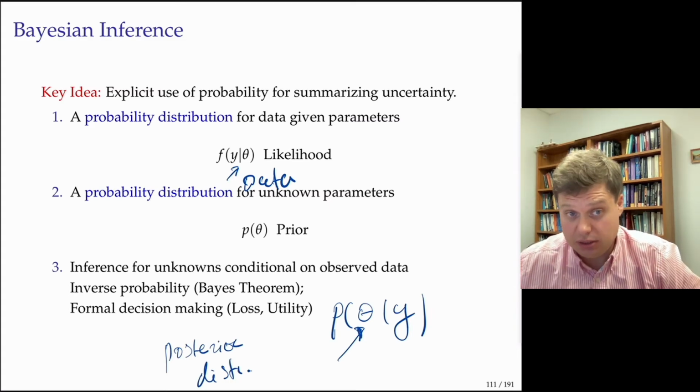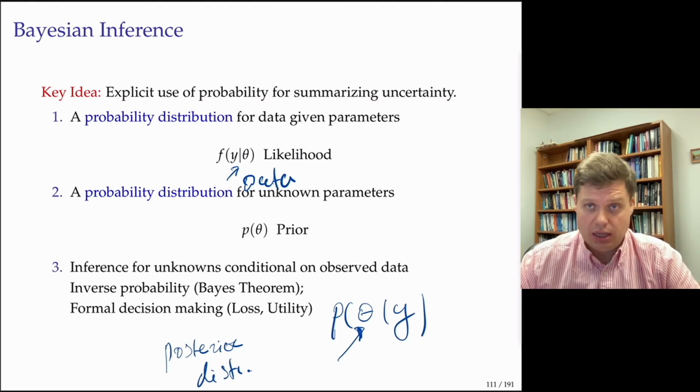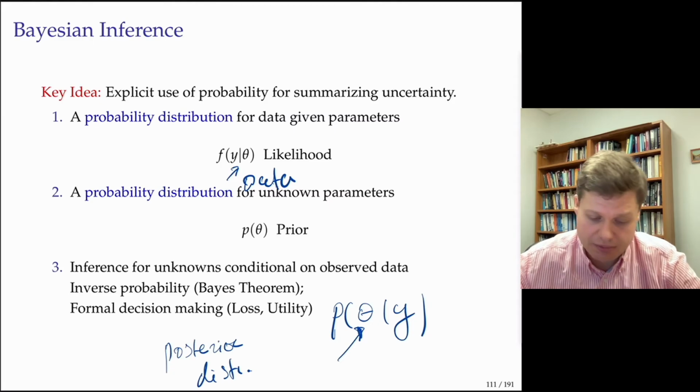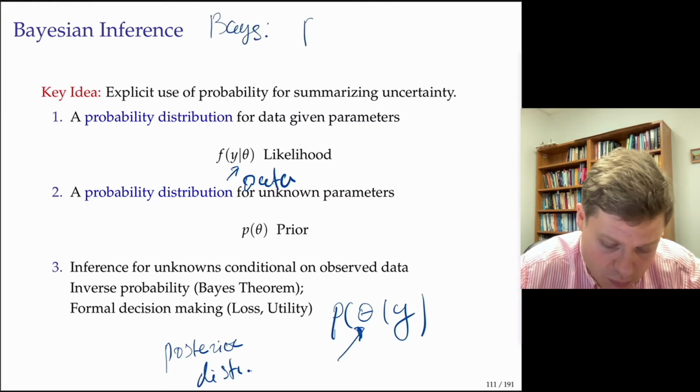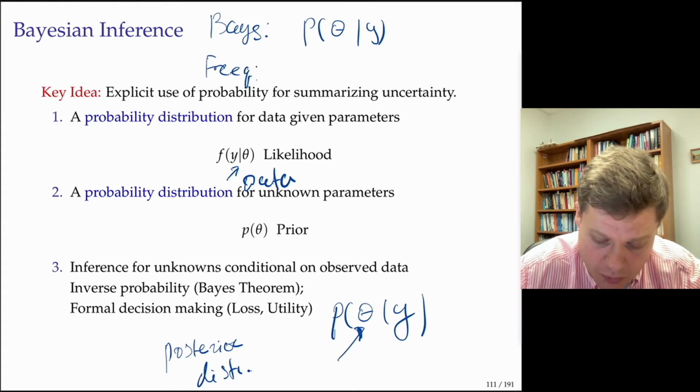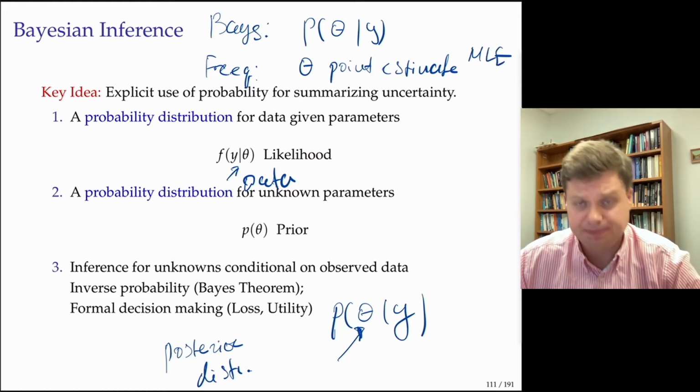And again, as we said previously, that's the difference between the frequentist approach and the Bayesian approach. In Bayes, you end up with the posterior probability P of theta given y. In the frequentist approach, you end up with a point estimate that typically comes from maximum likelihood estimation.